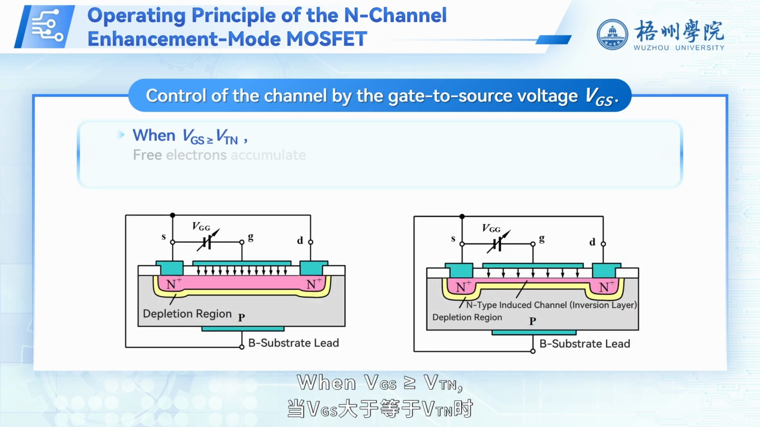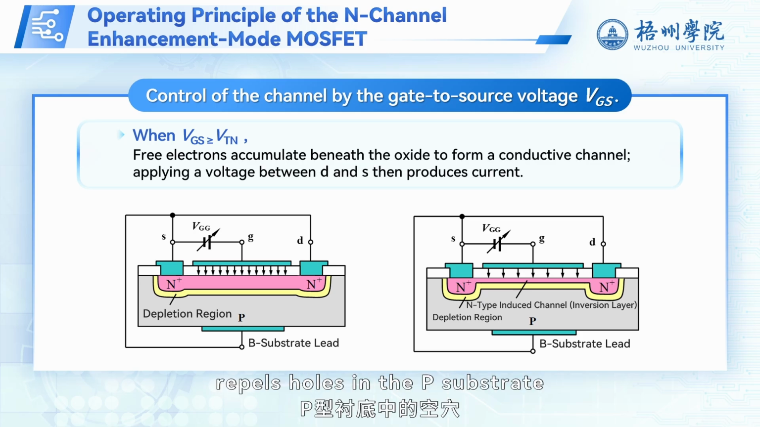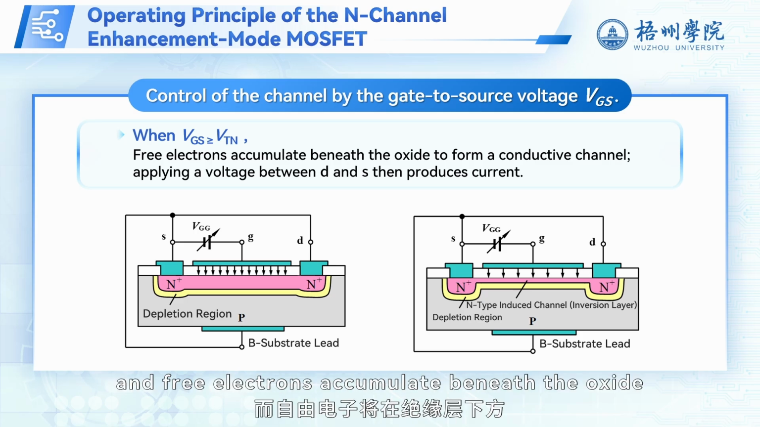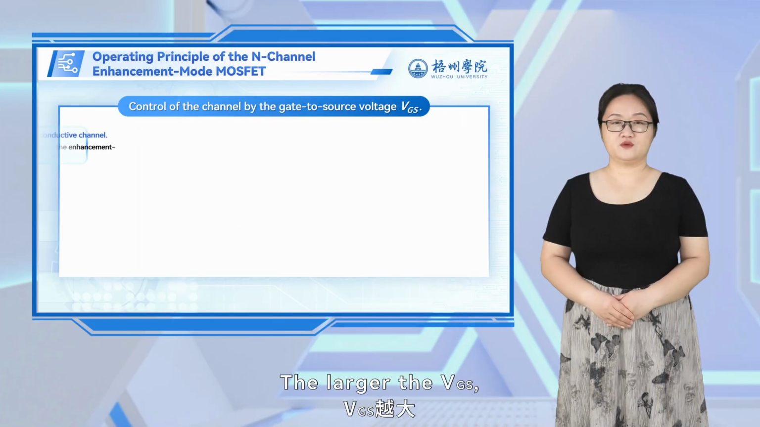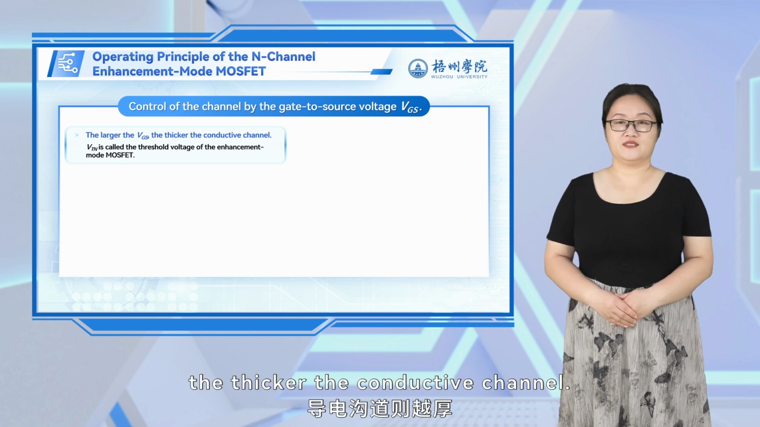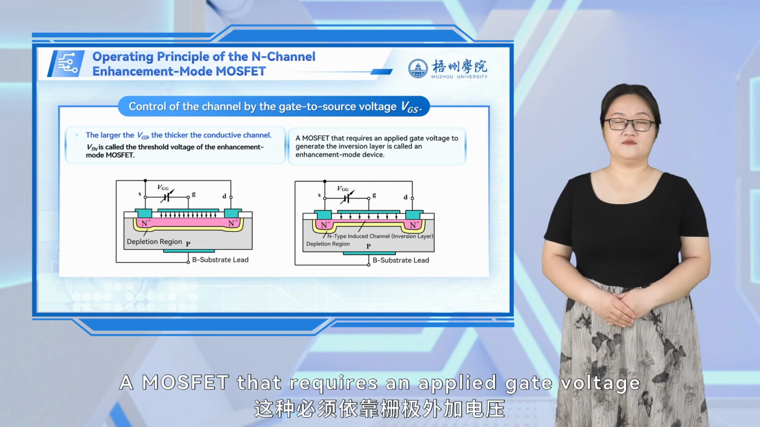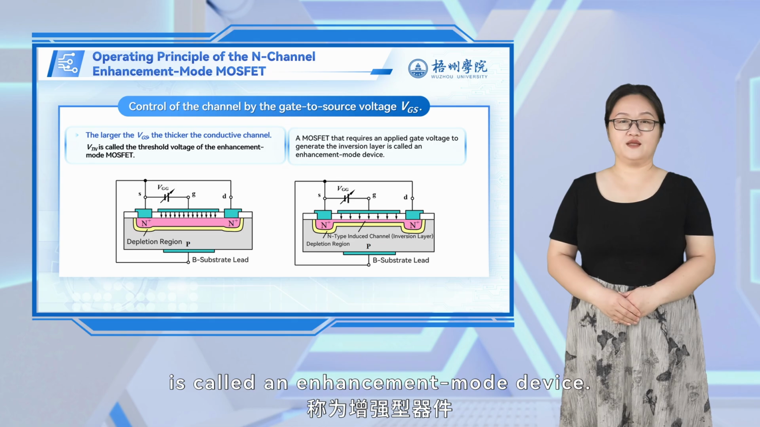When V_GS is greater than or equal to V_Tn, the electric field repels holes in the P substrate away from the oxide layer, and free electrons accumulate beneath the oxide to form a conductive channel. Applying a voltage between D and S then produces current. The larger the V_GS, the thicker the conductive channel. A MOSFET that requires an applied gate voltage to generate the inversion layer is called an enhancement mode device.